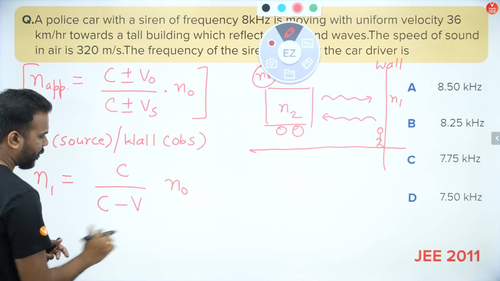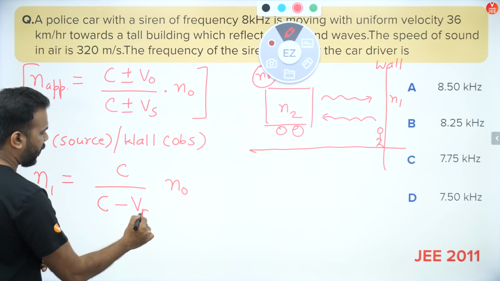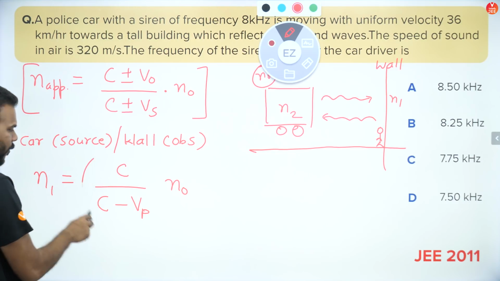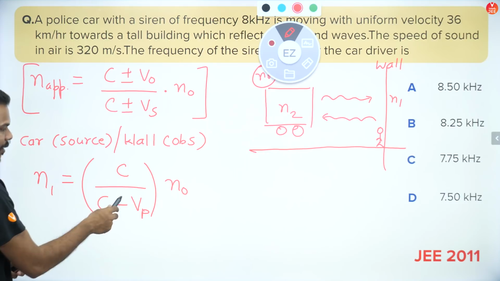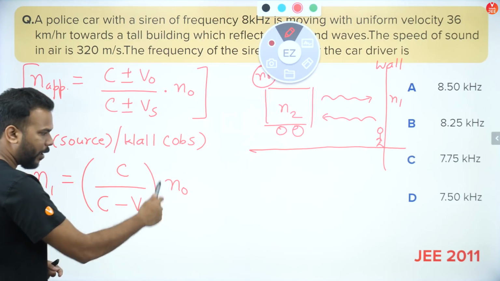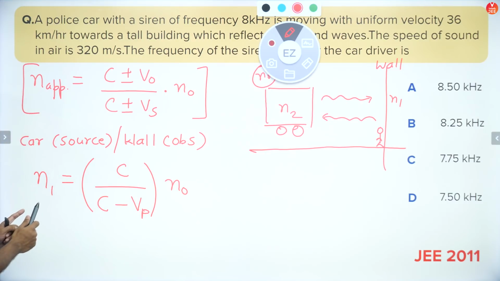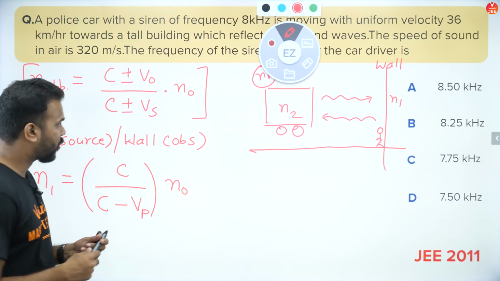And what is Vs? Let's call it the police car, Vp. Okay guys, you can see that this ratio will give you a value which is greater than 1. That value greater than 1 multiplied with n0 gives you a value n1 greater than n0. That's case 1.